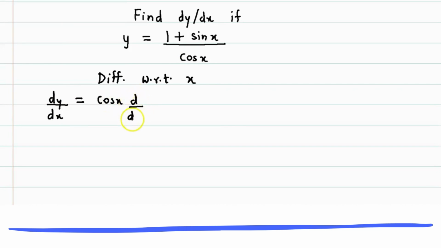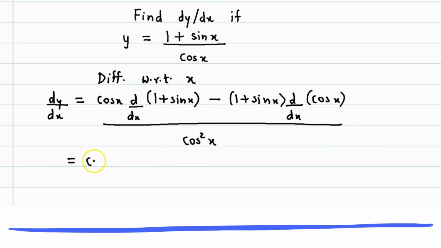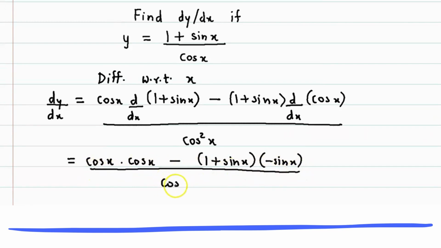cos x into derivative of (1 plus sin x), minus (1 plus sin x) into derivative of cos x, upon cos square x, or cos x the whole square, which is cos square x. Further, we have cos x into, now derivative of 1 is 0 and derivative of sin x is cos x. So we have cos x into cos x minus (1 plus sin x) into derivative of cos x, which is negative sin x, divided by cos square x.